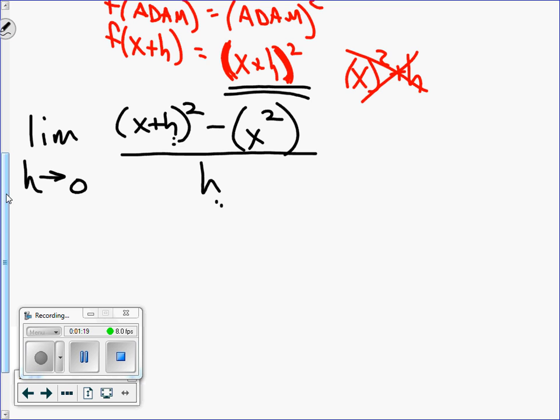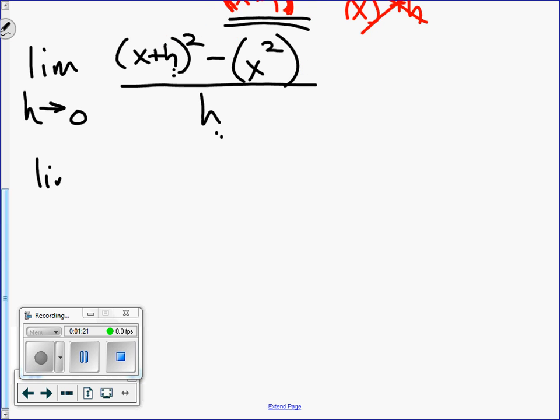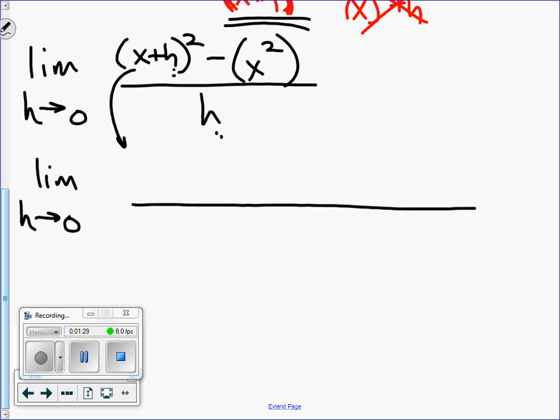So we're going to take this, the limit as h approaches 0, and we're going to expand the x plus h squared. So we square the x, we square the h, we multiply the x and h and double it. That's our shortcut for squaring a binomial.